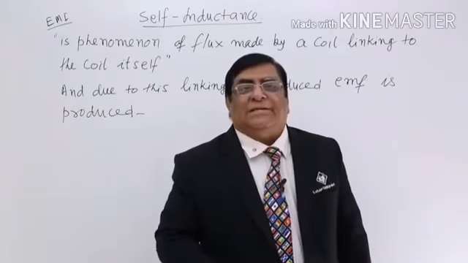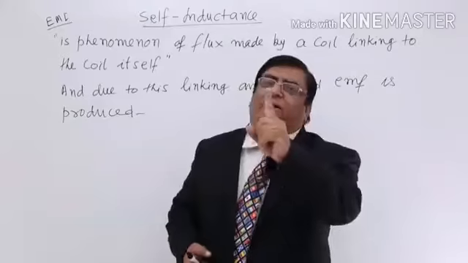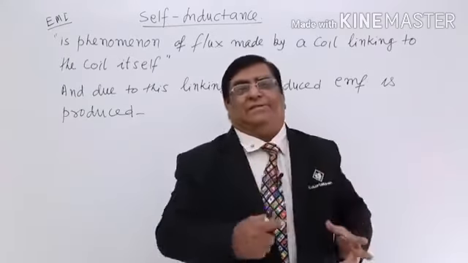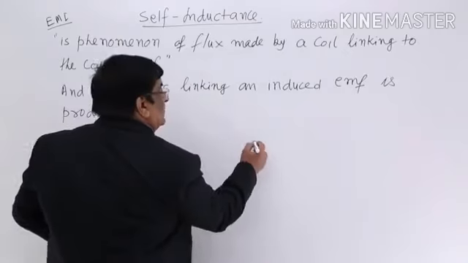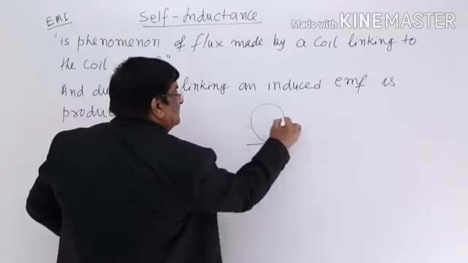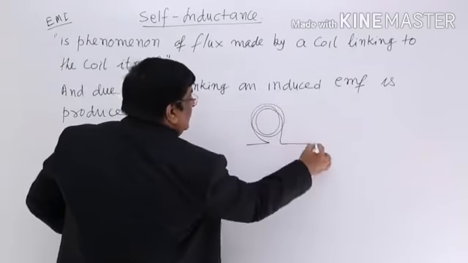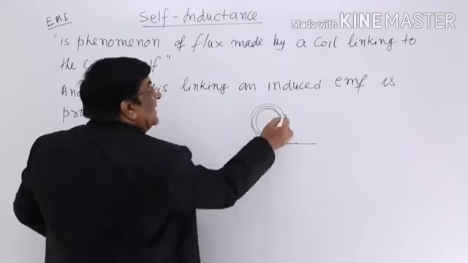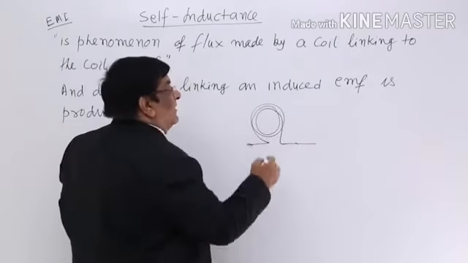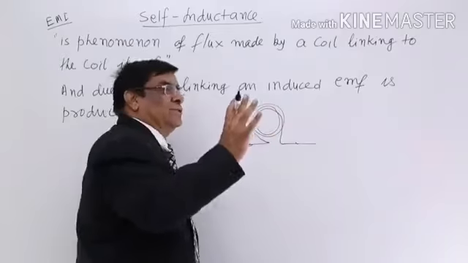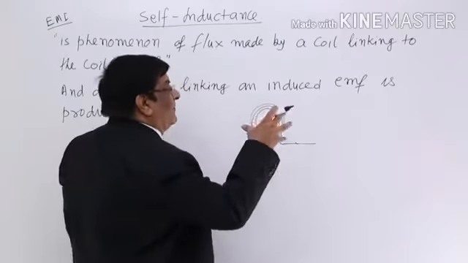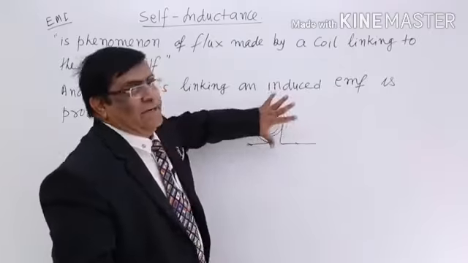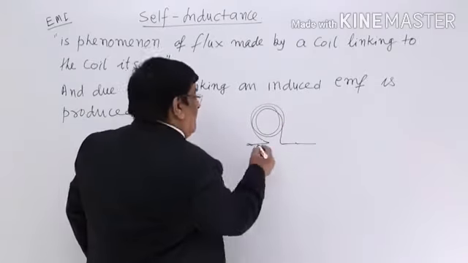Now there is a phenomenon where we have a single coil, only one coil. In that we give the current. So there is a coil and we give current to it. When we give current to it, job number one, it produces a magnetic field. True. It produces a magnetic field. Done. Now there is a magnetic field here produced by this.